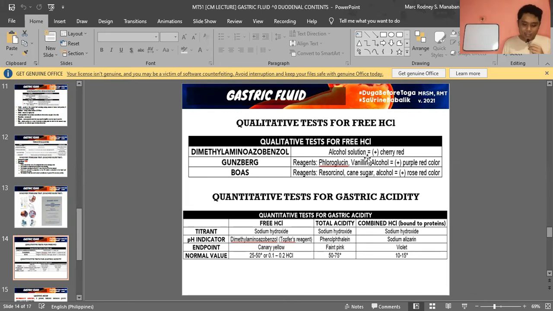For total acidity, sodium hydroxide again is the titrant for all. So sodium hydroxide is the same; what differs is the indicator, the color, and the result. The indicator for total acidity is phenolphthalein, and for combined HCl, which is bound to proteins, you have sodium alizarin. The endpoint is faint pink for total acidity, and violet for combined HCl. Normal results are 50 to 75 degrees and 10 to 15 degrees. So those are the quantitative tests. It's more on titration. All right.